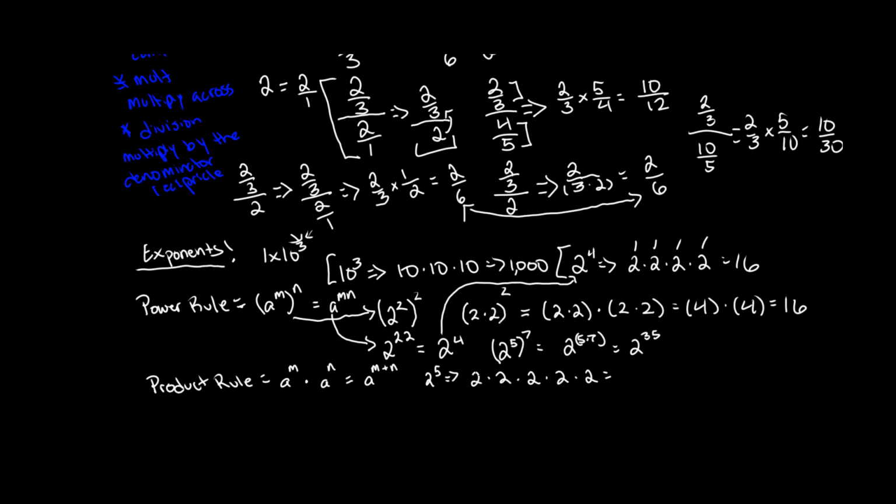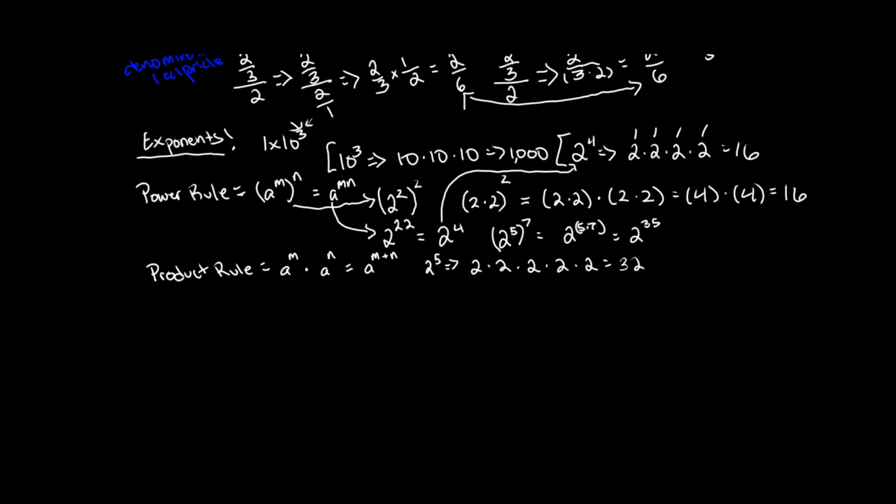All right, what does this equal? Well, we know that 2 to the 4 is 16, but let's just add it up long ways. So 2 times 2 is going to be 4, times 2 is going to be 8, times 2 is going to be 16, times 2 is going to be 32. So we know 2 to the 5 is equal to 32.